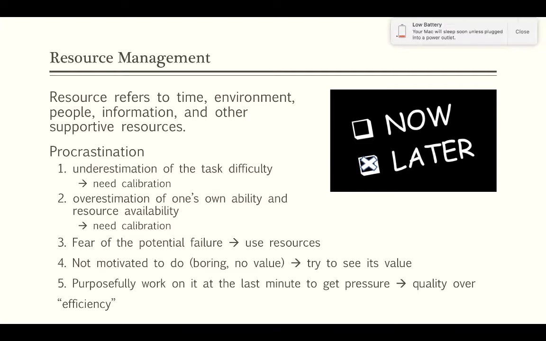Let's look at the first 2 possible reasons. Learners may underestimate the task difficulty or overestimate their own ability. If so, we need to think about some ways of calibration. That is, to adjust our way of analyzing the task and be realistic about our ability and resource availability.